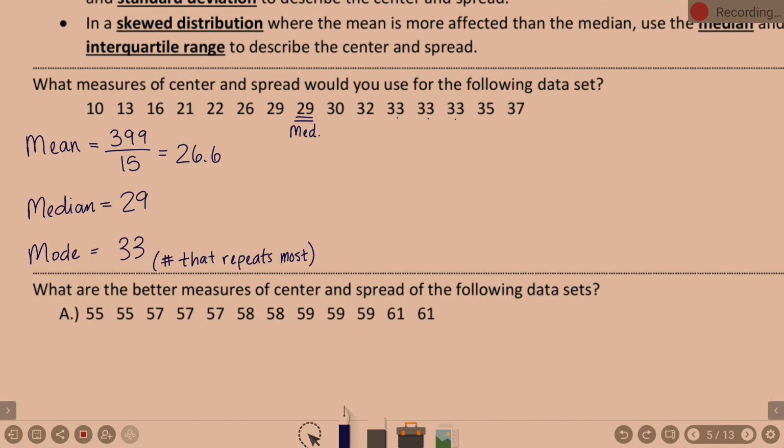Another thing we can look at here is the median. Here's my median at 29. As I look at these data values, from 29 up to 37, that's a difference of 8 or so. Whereas if I look at the difference from 29 down to 10, those are more spread out that way, aren't they? Because from 29 to 10 is a difference of 19. So I can see that these numbers are going to be spread out more.